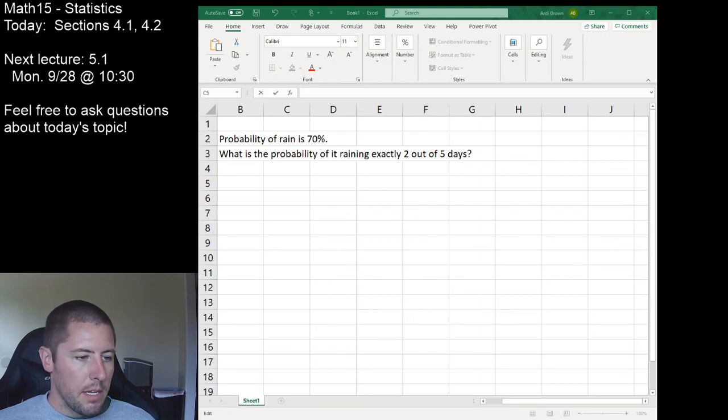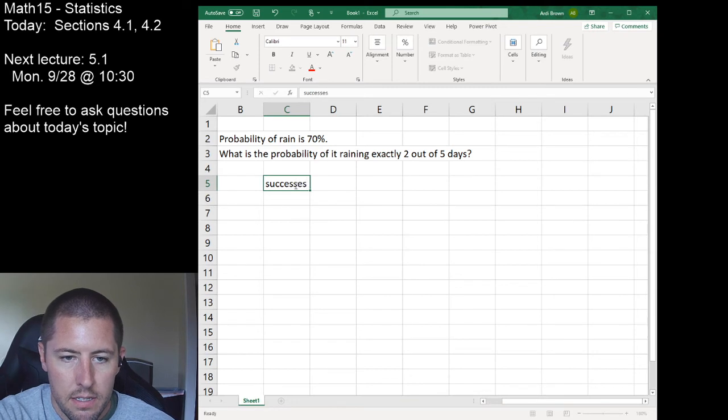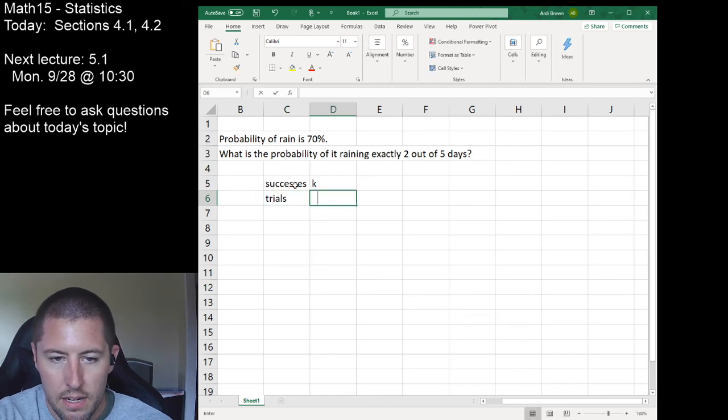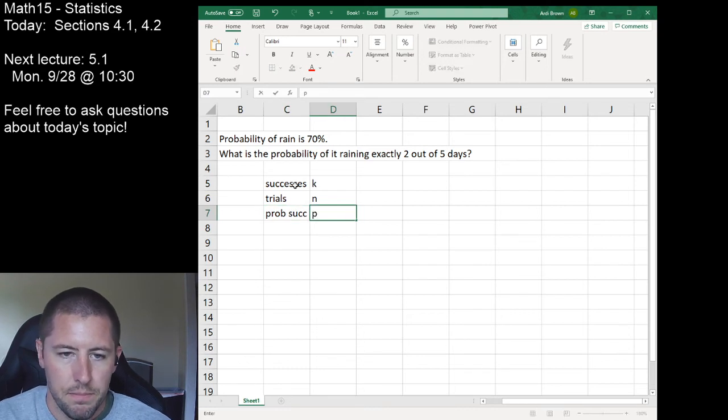So notice, the things that we are interested in identifying to give Excel information are the number of successes, K, the number of trials, N, and the probability of success, P. One of the things that I think is helpful for me in Excel is to literally give myself a K, an N, and a P. So I'm going to say here successes, which I'm going to think of as K. I'm going to think of trials, that's N, and prob of success is going to be P.